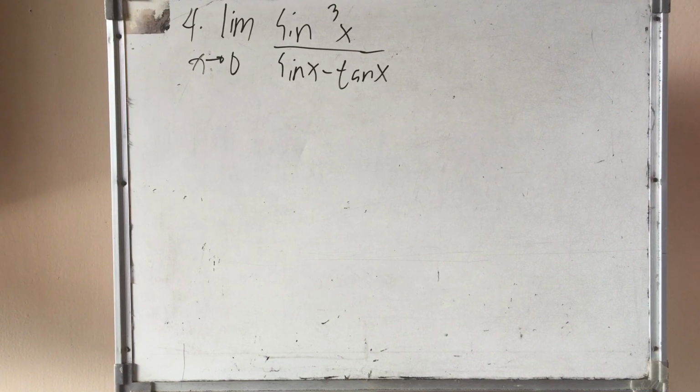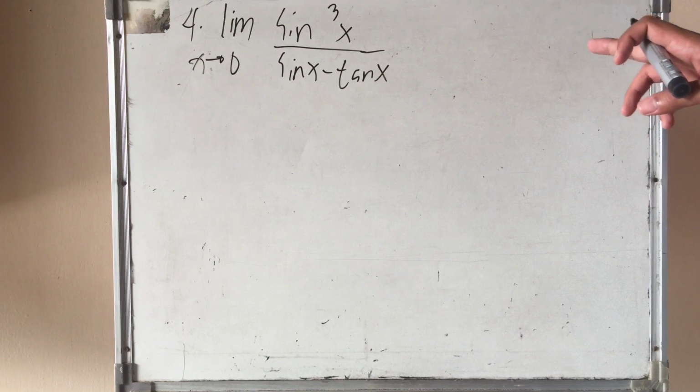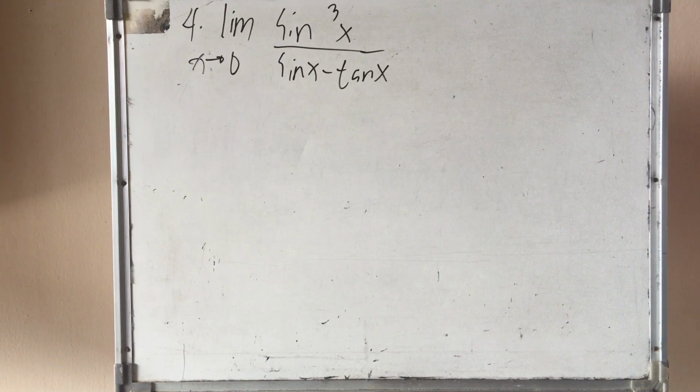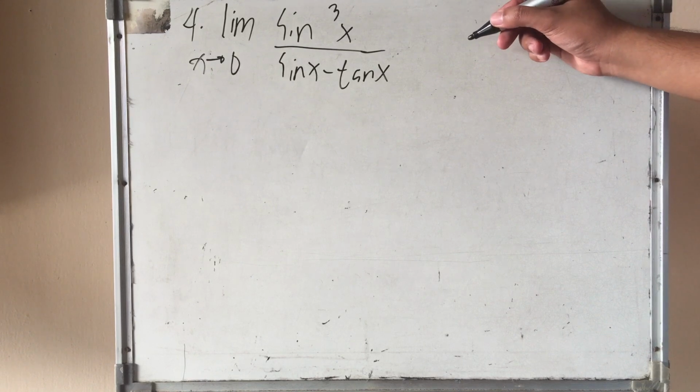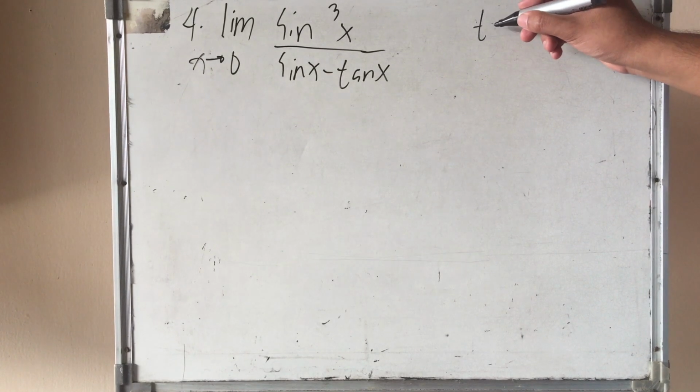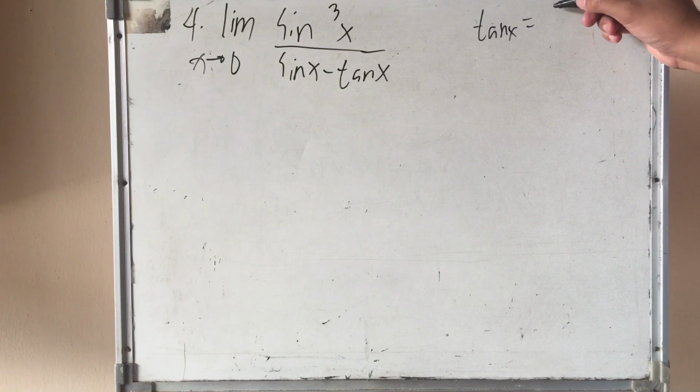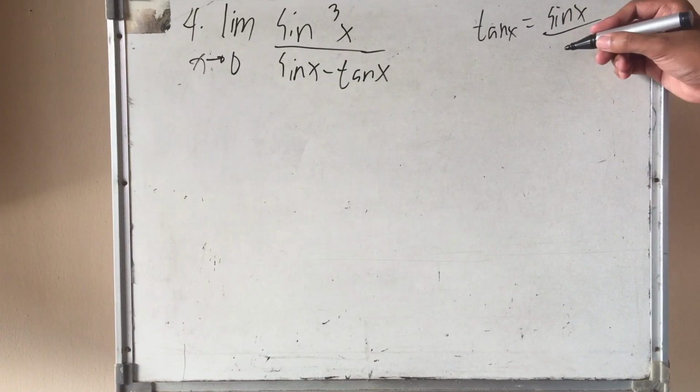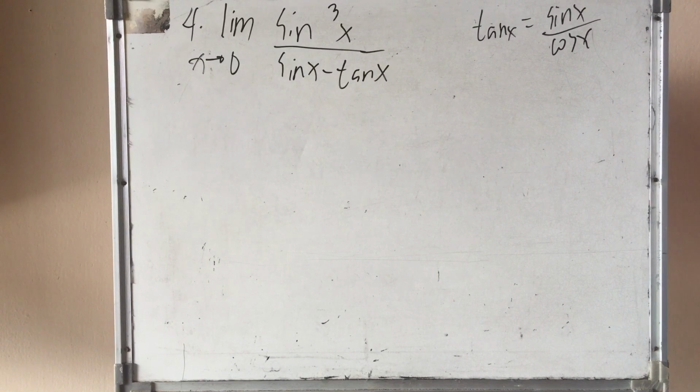Example number 4, evaluate the limit of sine cube x over sine x minus tangent x as x approaches 0. The solution for this kind of equation is by factoring the numerator sine cube x and using the trigonometric identity of tangent x. Tangent x is equal to sine x over cosine x. So apply and substitute these values in the given equation.